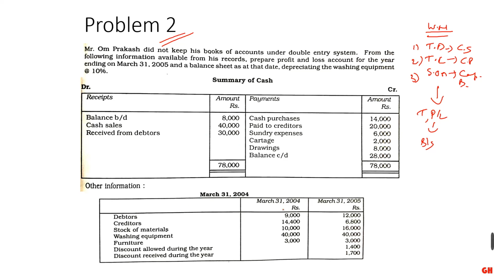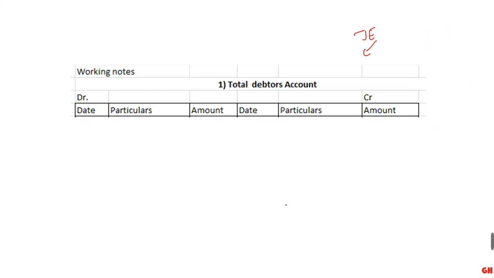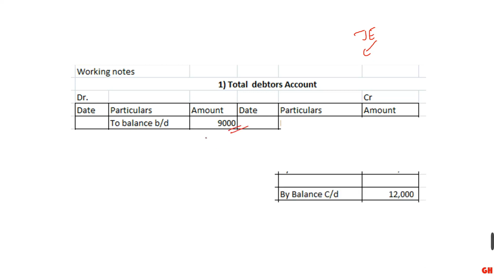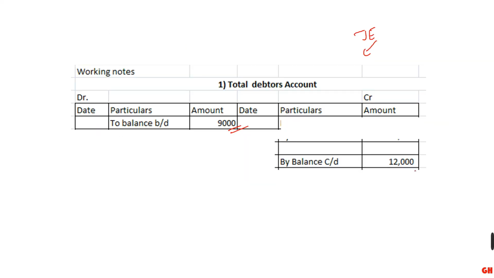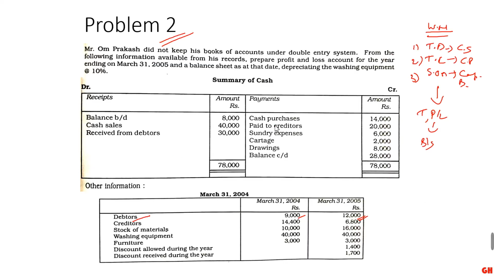First one is the opening balance of debtors, 9,000. This is last year's, so we will show it as to balance brought down 9,000 rupees. Then the second one is by balance carried down. This is the 12,000 which is the balance remaining this year, so we will show it as by balance carried down 12,000 rupees.